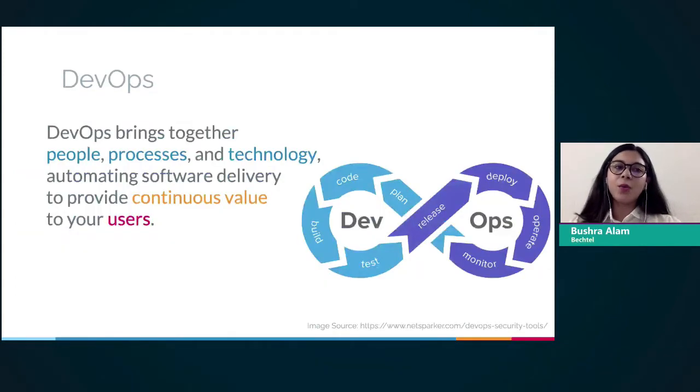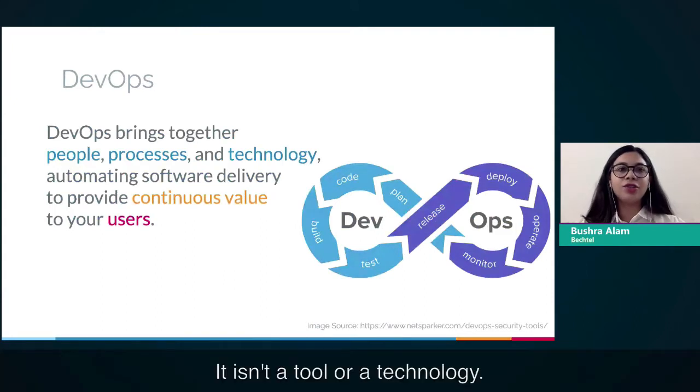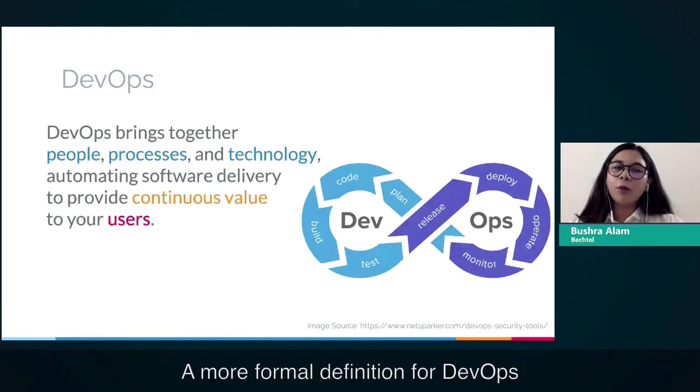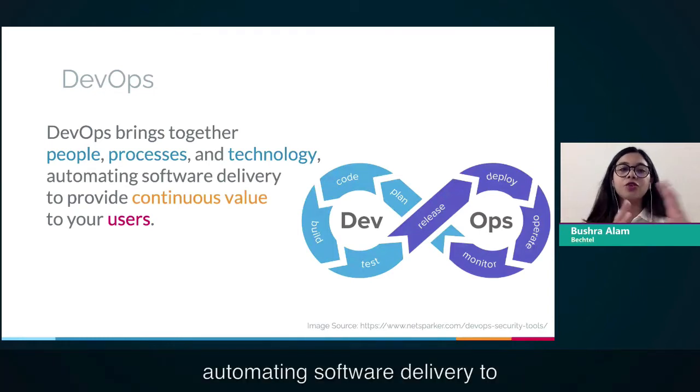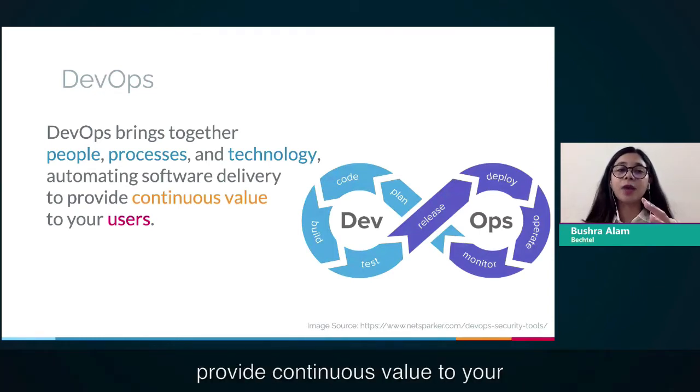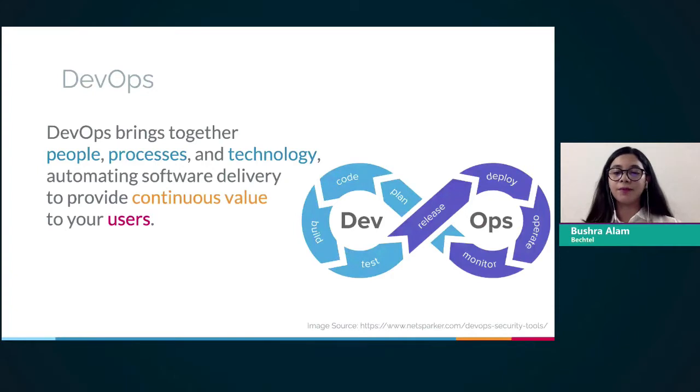Okay, so let's see what DevOps is. So DevOps is a mindset. It isn't a tool or a technology. A more formal definition for DevOps would be: DevOps brings together people, processes, and technology, automating software delivery to provide continuous value to your users.